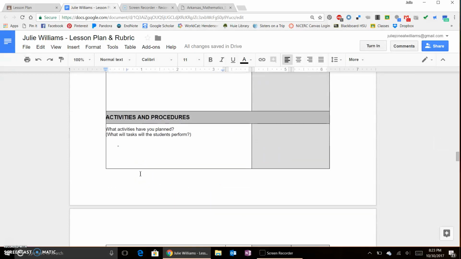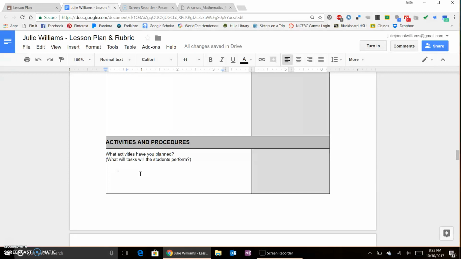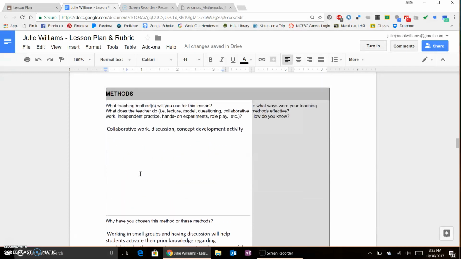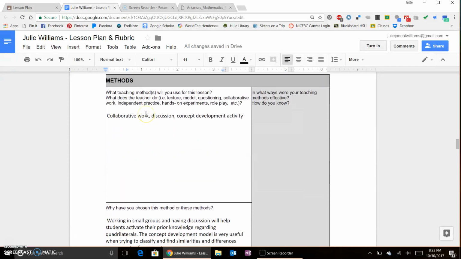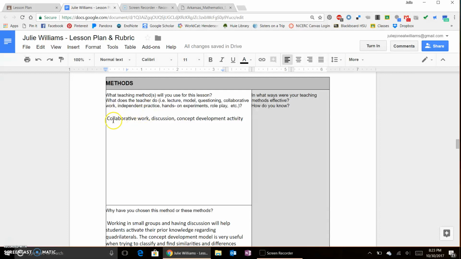The methods and the activities in the procedure are really the parts where you describe what's happening, step by step. Here, I already know what I'm thinking, so I'm going to tell you that my class is going to do, I already typed this in so you didn't have to watch me slowly type and misspell words. I want my students to do collaborative work. In this, they're also going to do discussion. And then we're going to do an activity, which is a concept development activity.